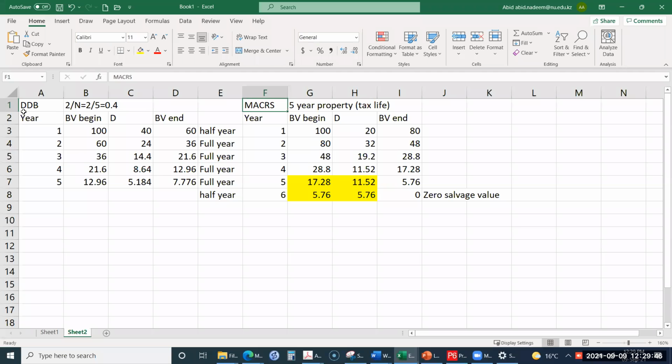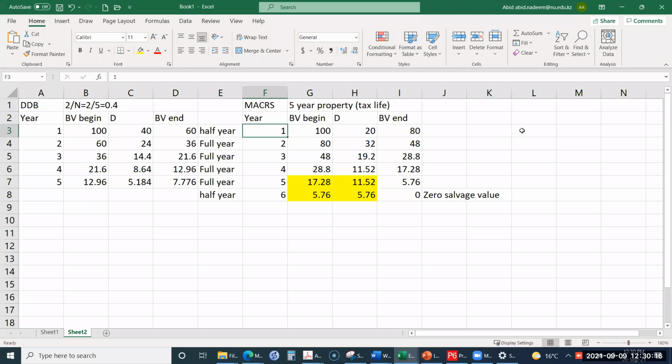So the double declining balance method assumes that whenever you purchase the equipment, for example on 1st of August, the first year of that equipment will finish on the next year, that means 31st of July. But in MACRS, to make things simple, it assumes that whenever you buy the equipment in a year, you consider that calendar year as a half year.